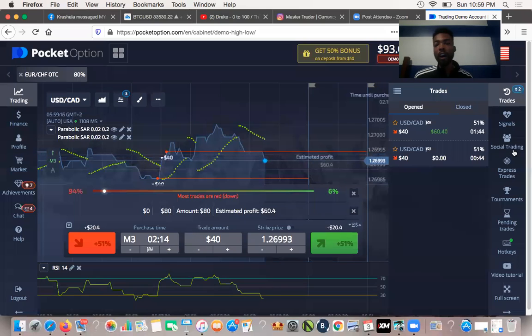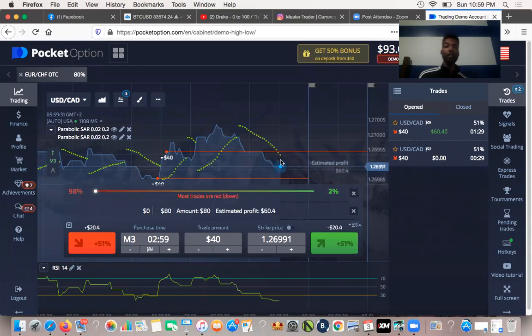See, so we $60 off of $40. We're making basically $100.40 is what that will add up to. But if this right here, the second trade that I put in, doesn't close out in the green, it's basically gonna equal out. So it means it'll cancel out the other.